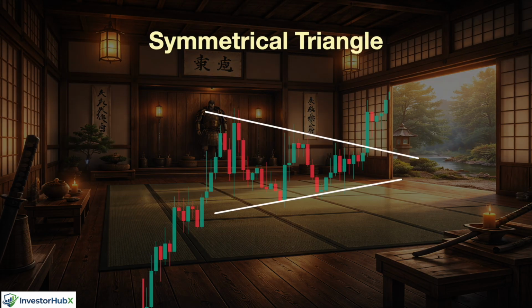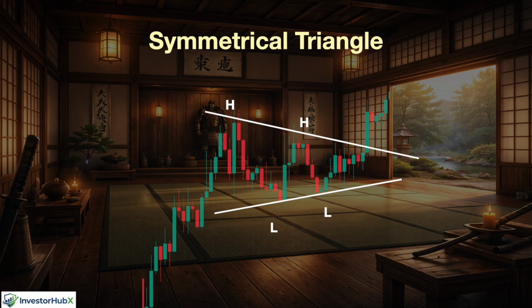Now, let's look at the symmetrical triangle. At the top, price forms lower highs. At the bottom, price forms higher lows. The range gets tighter and tighter. This is compression. Buyers and sellers are reaching equilibrium. The market is not choosing a direction yet.